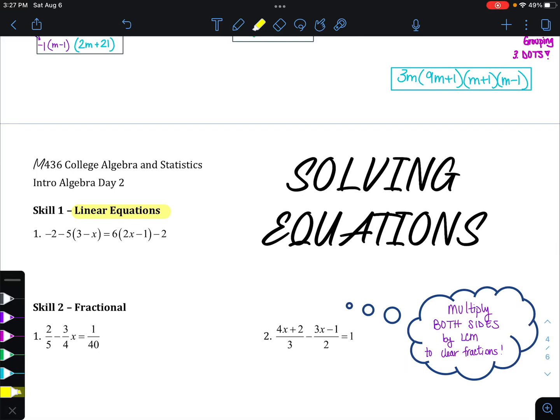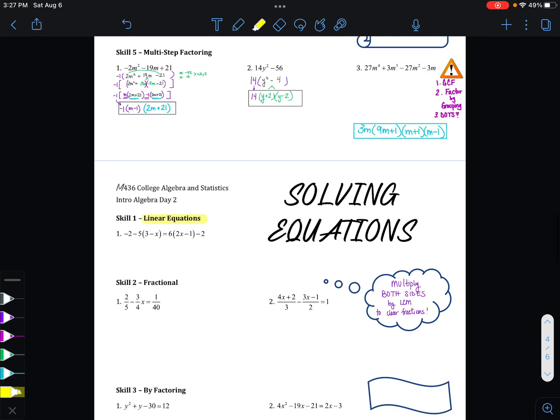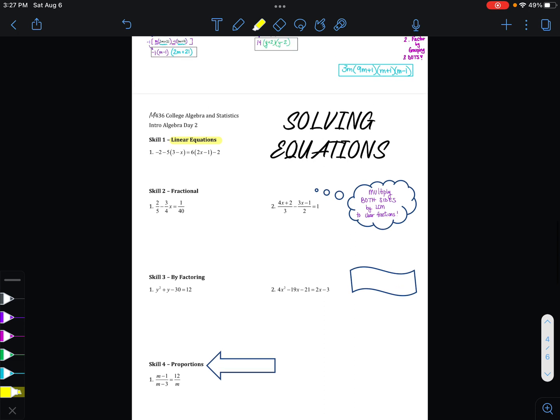All right, friends, let's solve some equations. So as you see, there are 4 main types of equations to solve. We're going to start with the easy ones and then get to the really good ones at the bottom.